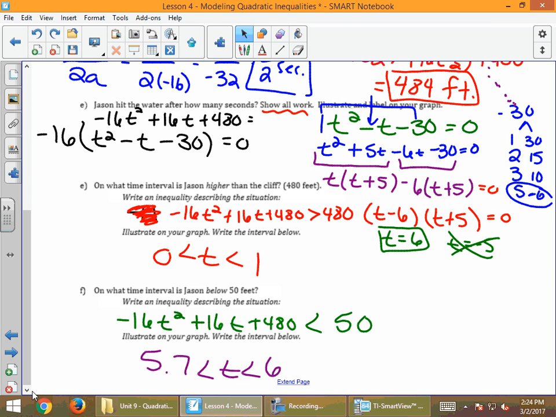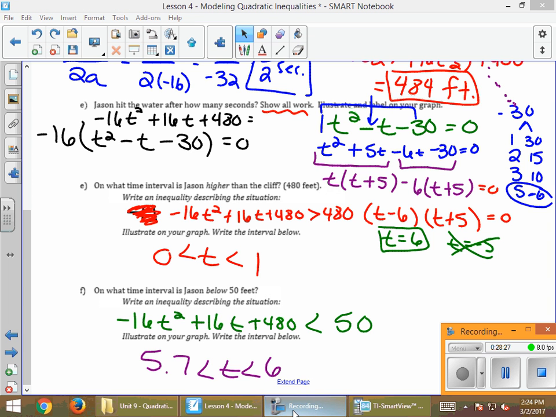Why did I say 5.5? I don't know. I'm writing 5.7. I keep saying 5.5. Questions over that? I think this is kind of a tricky one.